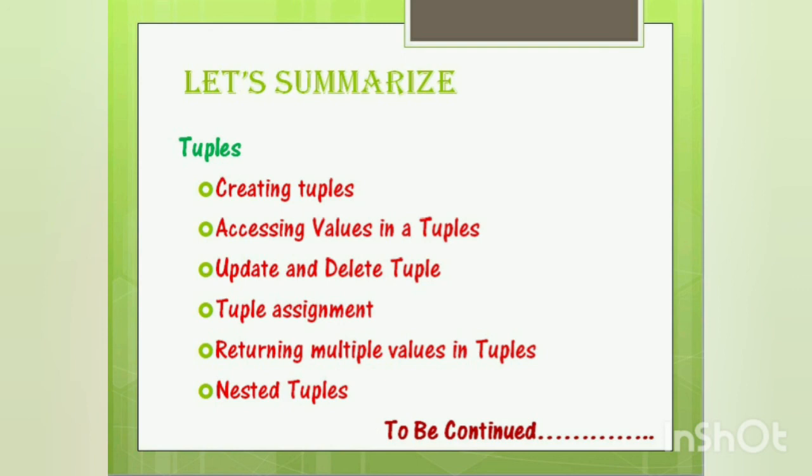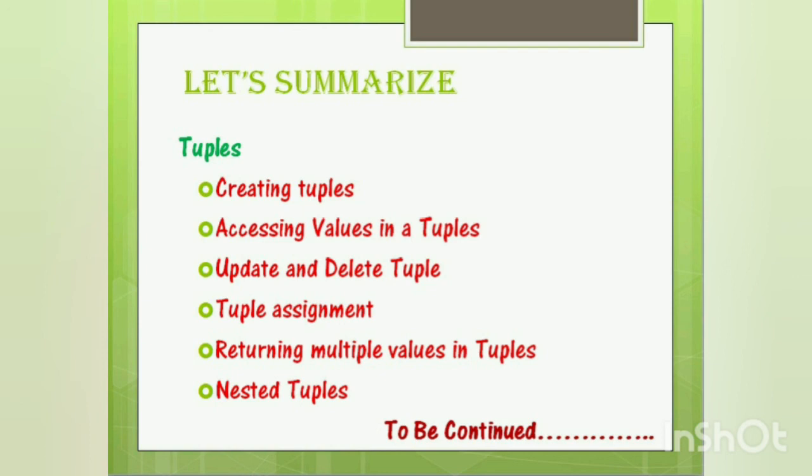The next one is accessing values in a tuple. Like a list, each element of a tuple has an index number starting from 0. The elements of a tuple can be easily accessed by using the index number. The next one is update and delete tuple. The elements in a tuple cannot be changed, so you can't alter any values in a tuple. You can perform only two operations: joining two tuples or deleting the entire tuple.